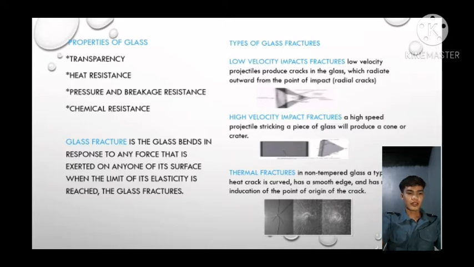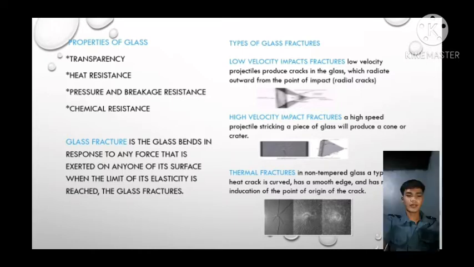What is glass fracture? The glass bends in response to any force that is exerted on any one of its surfaces. When the limit of its elasticity is reached, the glass fractures. There are three types of glass fractures: low velocity impact fracture, high velocity impact fracture, and thermal fractures.